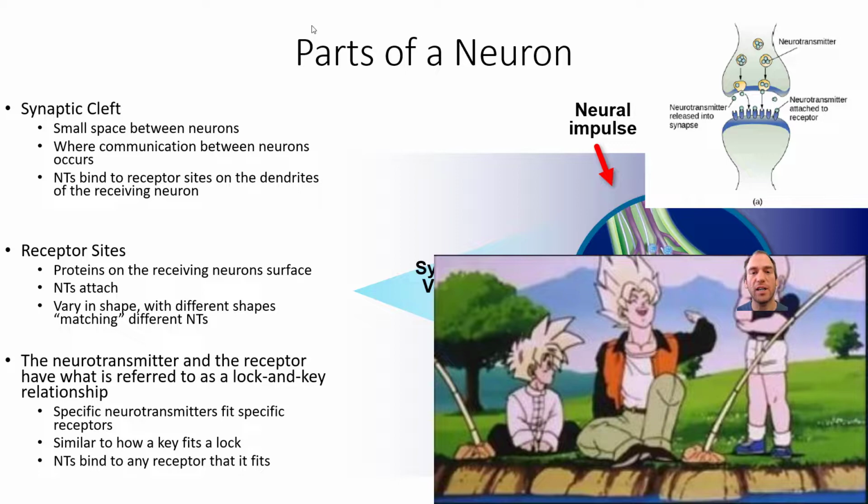And how those neurotransmitters attach to that other neuron is like a lock and key system. You can imagine that each receptor is like a keyhole, and each neurotransmitter is a key. And so only specific neurotransmitters can fit within specific receptor sites. The neurotransmitter and the receptor have what is referred to as a lock and key relationship, as I stated. Specific neurotransmitters fit specific receptors. Similar to how a key fits a lock, the neurotransmitter binds to any receptor that it fits.